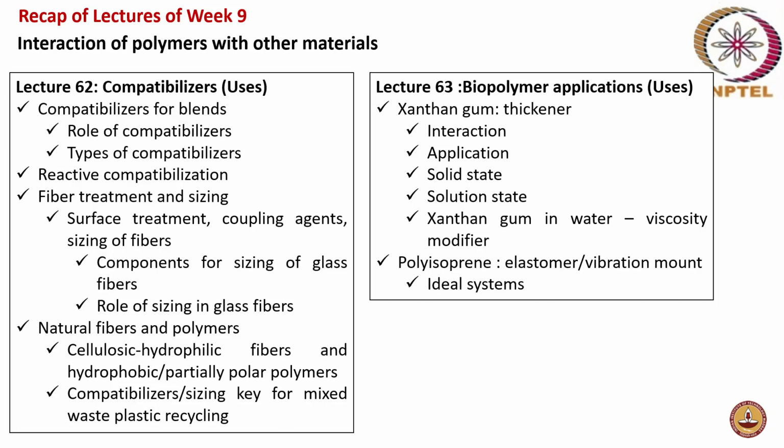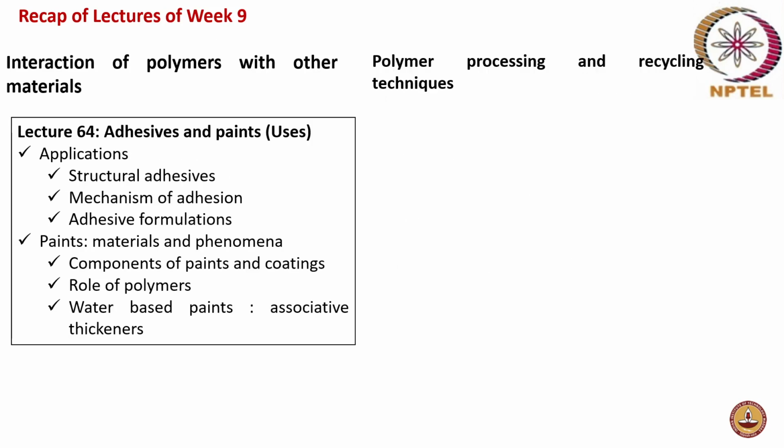So adhesives help in joining two dissimilar materials. For example, you can paste a paper on your cupboard using an adhesive, correct? Or you can join two metals, or you can join a metal and a ceramic using adhesives. So these are some of the examples where adhesives can be used for joining different materials.